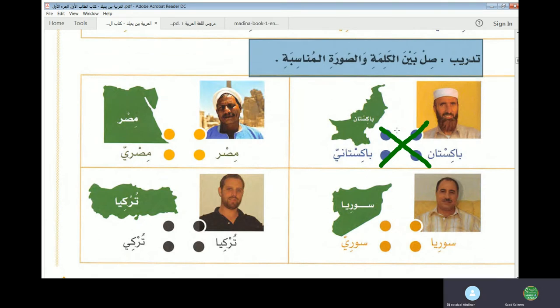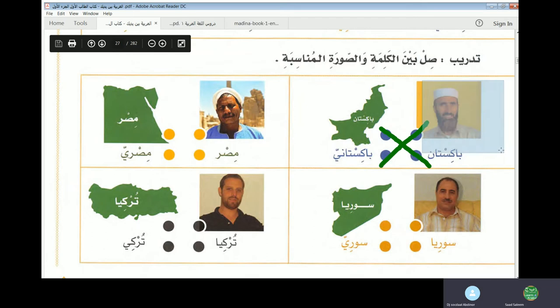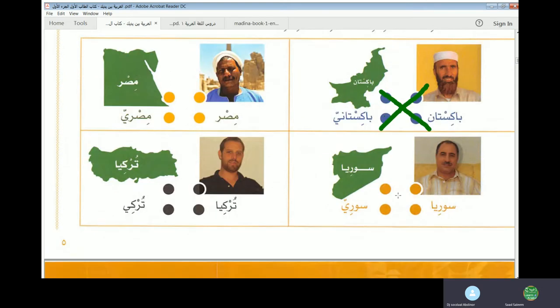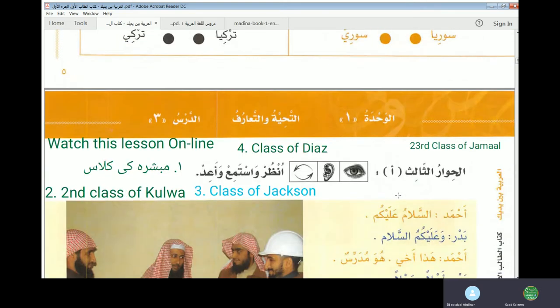Tadribat means exercises. Sil bayna al-kalimat wa al-suwar al-munasiba. Connect between the word and the appropriate picture. Okay, this picture will be this one, and this map will be this. This is an easy question. We can leave it. Pakistani, Misri, like that.